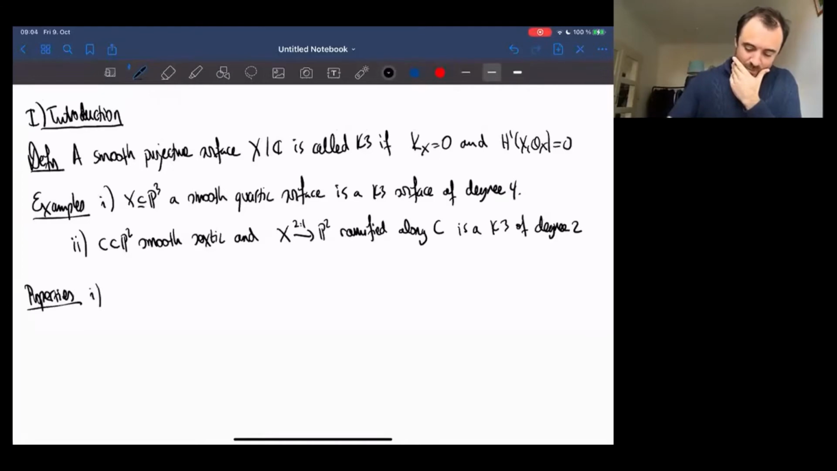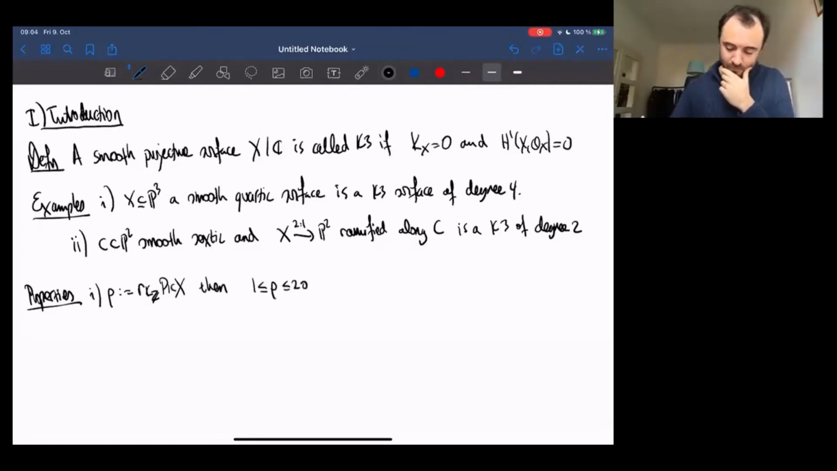Okay, so one first property that they have is that if rho is defined to be the rank of the Picard group of a K3 surface X, then this number is between 1 and 20.